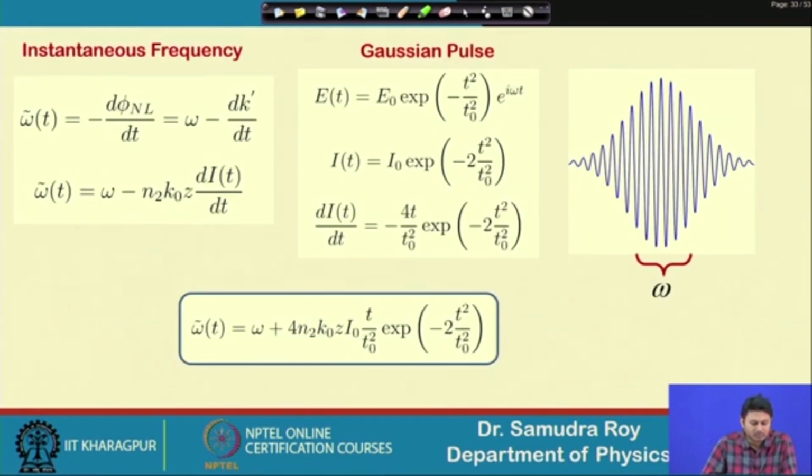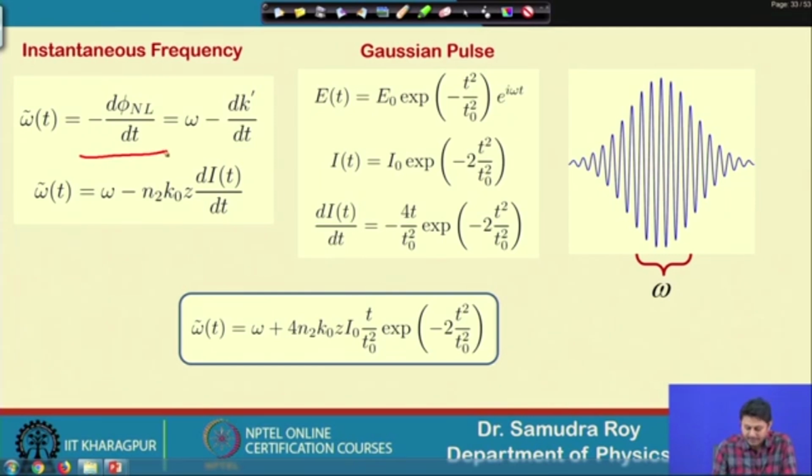Okay. Now, another important thing, and that is the instantaneous frequency. The instantaneous frequency is the nonlinear phase differentiated with respect to time, with a negative sign. So, this is the expression of the instantaneous frequency. Since the nonlinear phase phi nonlinear contains the intensity, it is important to know that this intensity is a function of t. So, that means the value of the instantaneous frequency can be a function of time.